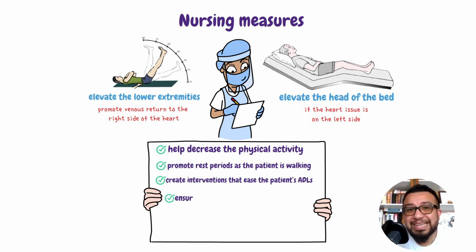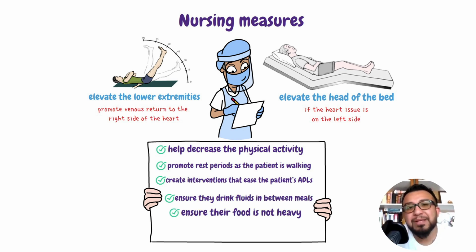When the patient is eating, make sure that they drink fluids in between meals. Make sure that their food is not heavy, because it's going to cause an increase in the cardiac workload. The concept is that you want to reduce cardiac workload for these types of patients. When people have cardiomyopathy, there's not really something we can do to fix the issue if the heart's already damaged. So this is one of those conditions where we're going to be looking for a cardiac transplant, or heart transplant.